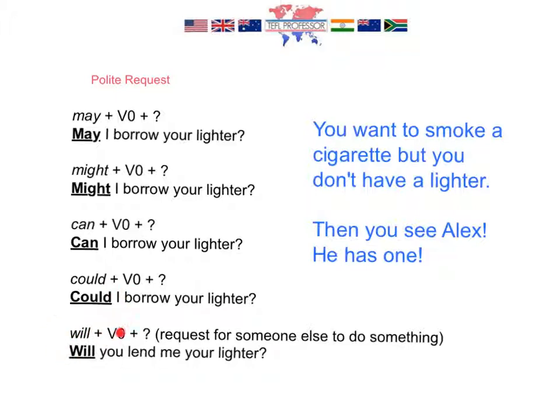Will is a little bit unique in this polite request scenario because usually will is a request for someone else to do something. Yeah, will you please hand me that? Will you do something? Could, can, may, and might, usually this is when I'm asking for permission or I'm asking for them to do something for me. Or may I borrow? Might I borrow? Can I borrow? Could I borrow?